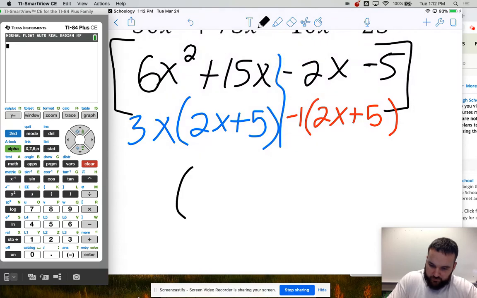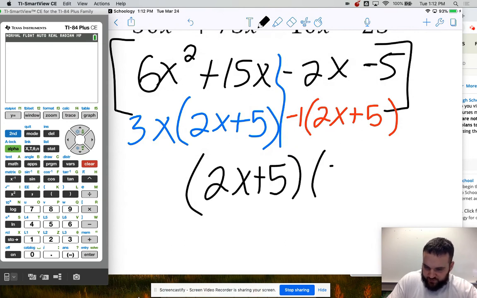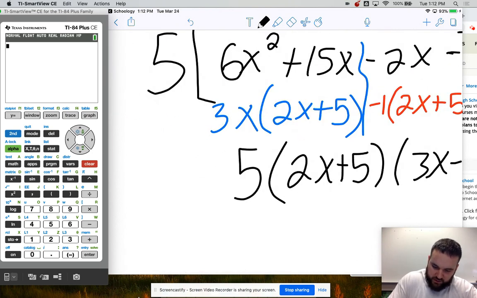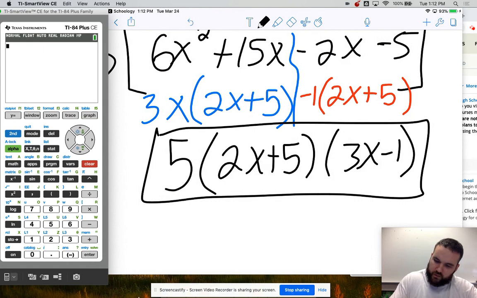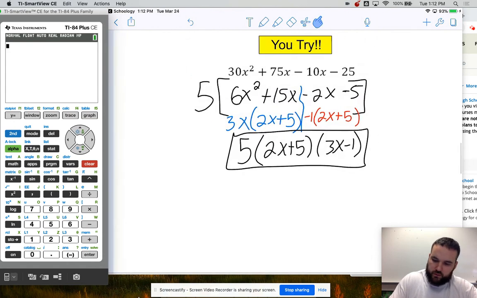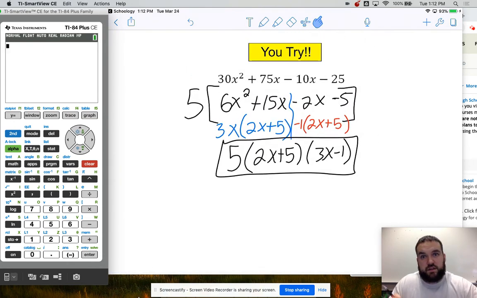So we have 3x, nope. The order doesn't matter that you put these in. I just want to stay consistent. 2x plus 5 is my first factor. 3x minus 1 is my second factor. And my GCF that I took out in the beginning of the problem was 5. So that's the you try.